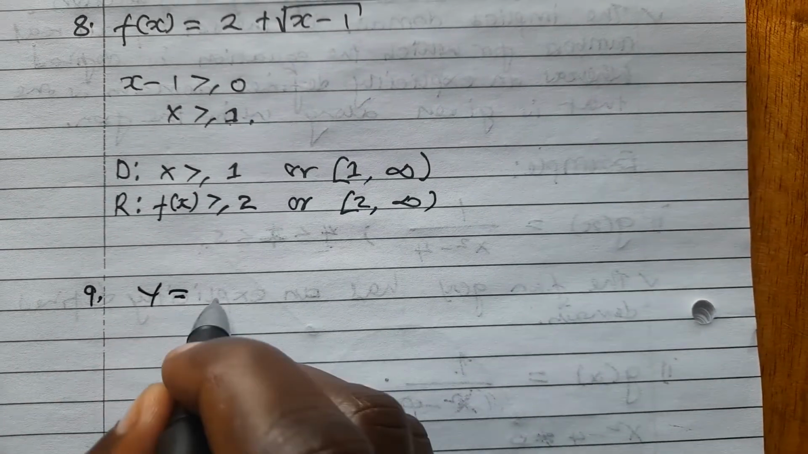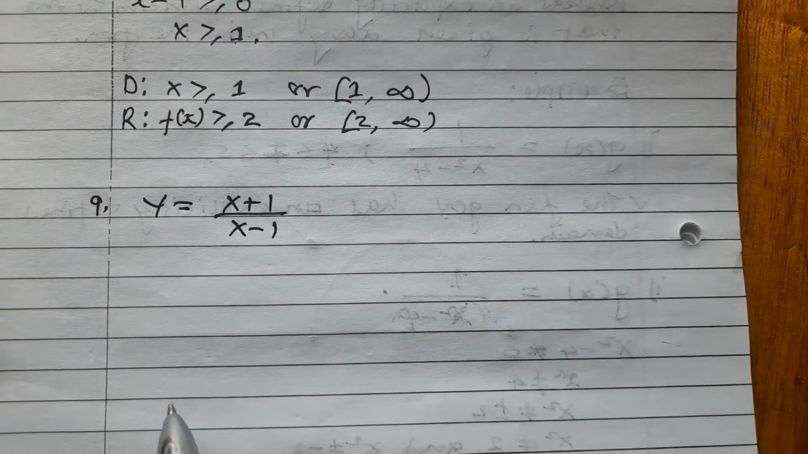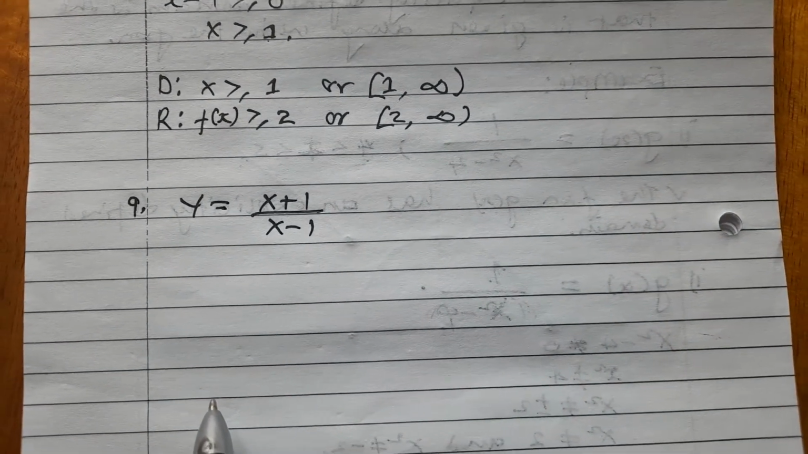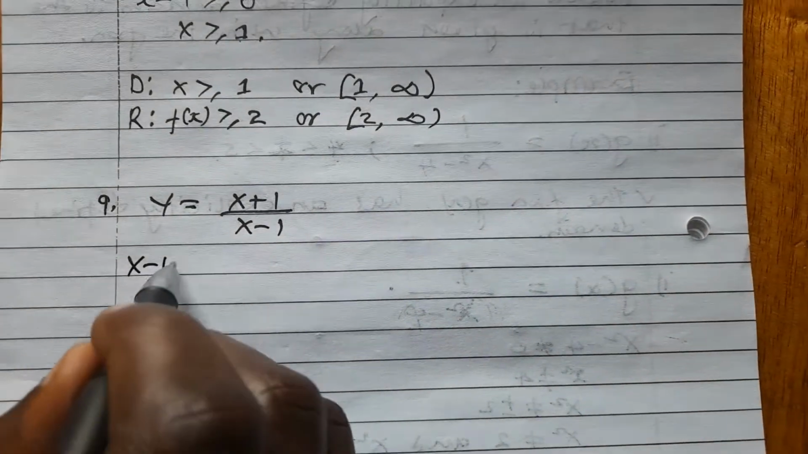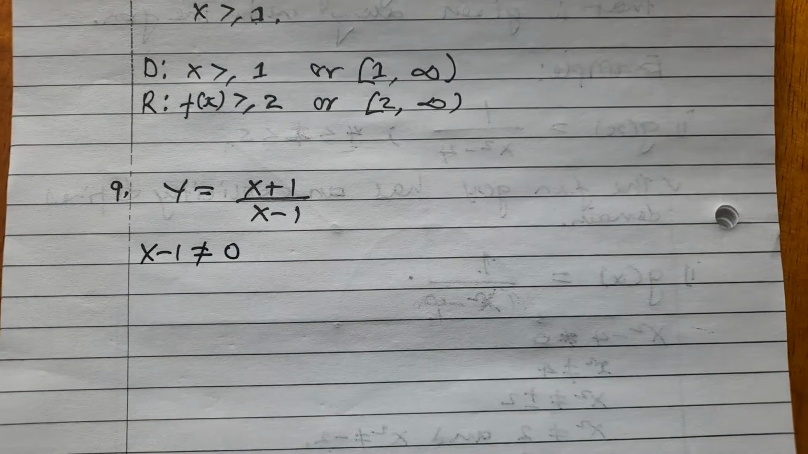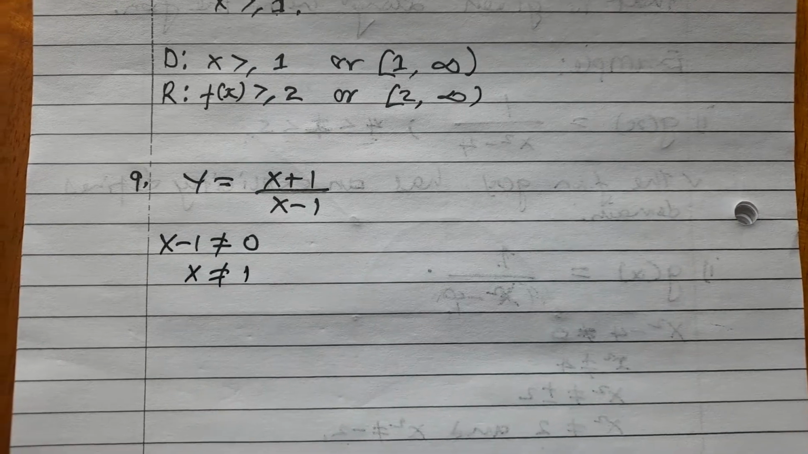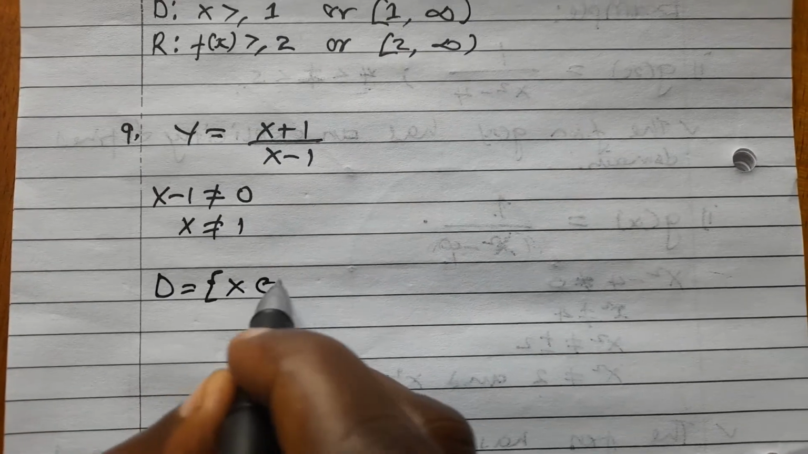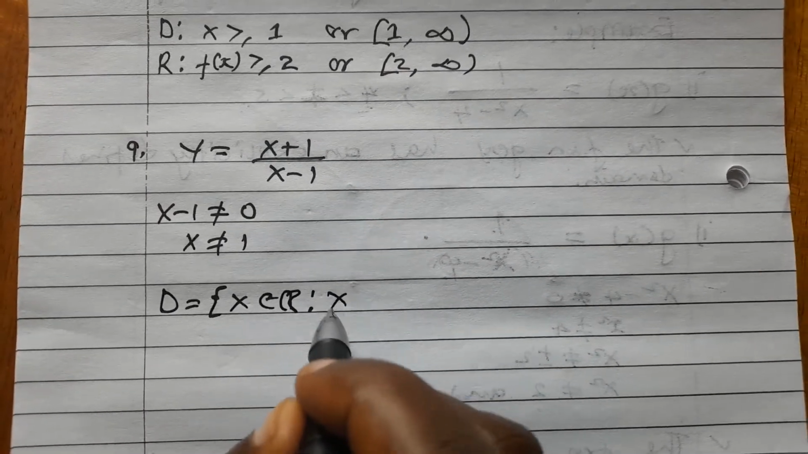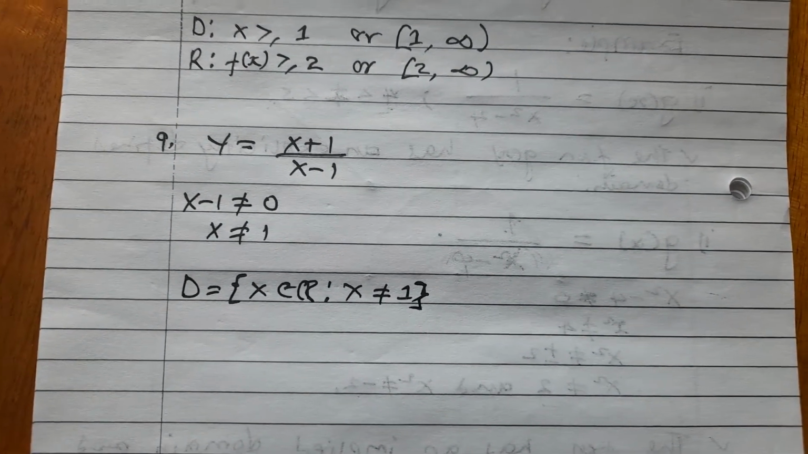My y is equal to x plus 1 over x minus 1. Now, it's a rational function. Do we know that for a rational function, the function is defined except when the denominator is equal to 0? So for this function to be defined, x minus 1 must not be equal to 0. This implies that x should not be equal to 1. Therefore, the domain of this function is the set of real numbers such that x is not equal to 1. That is the domain of the function.